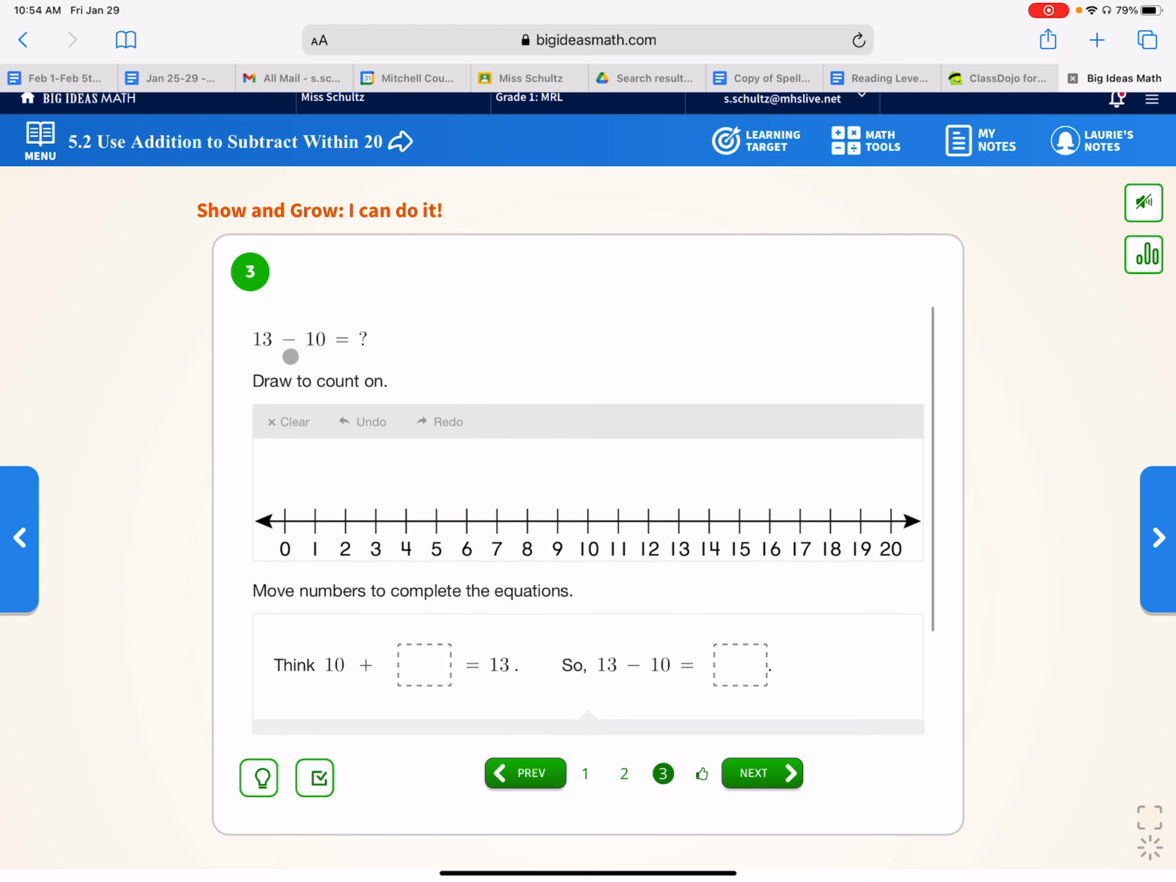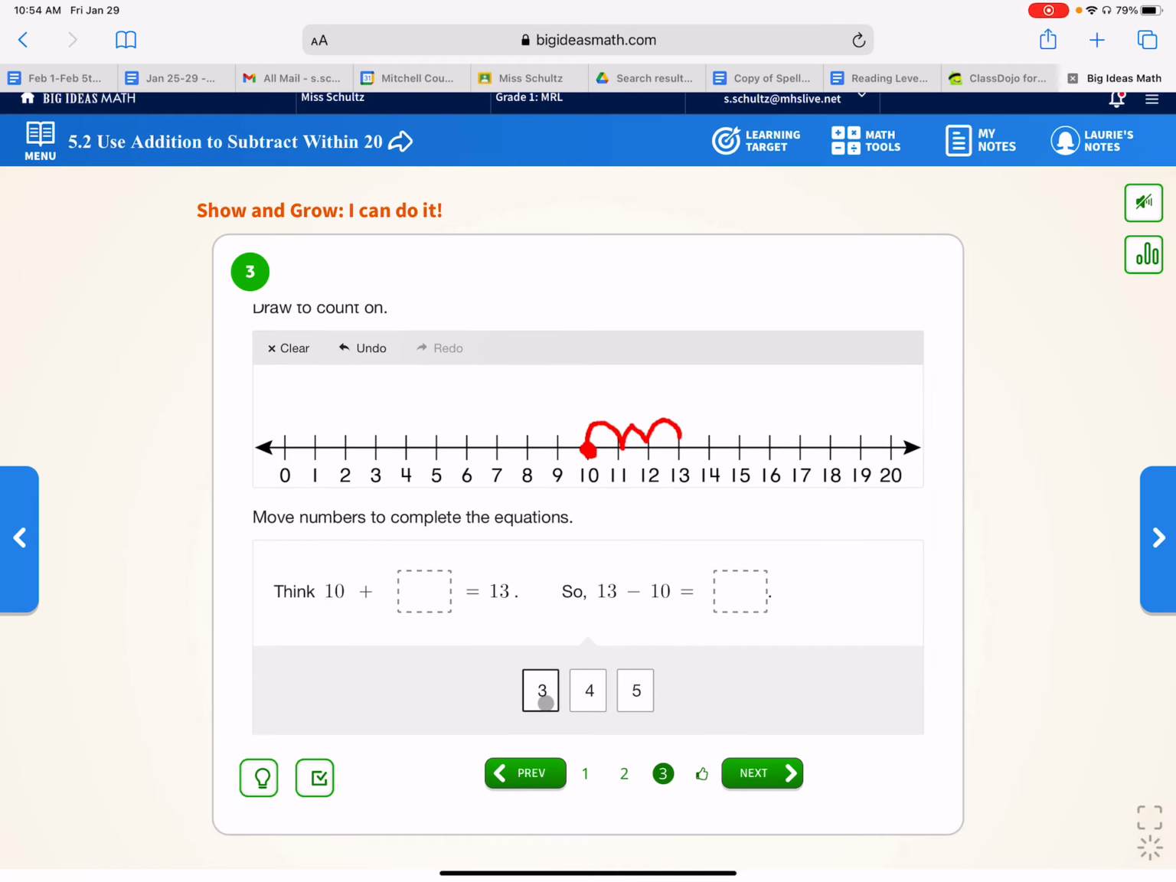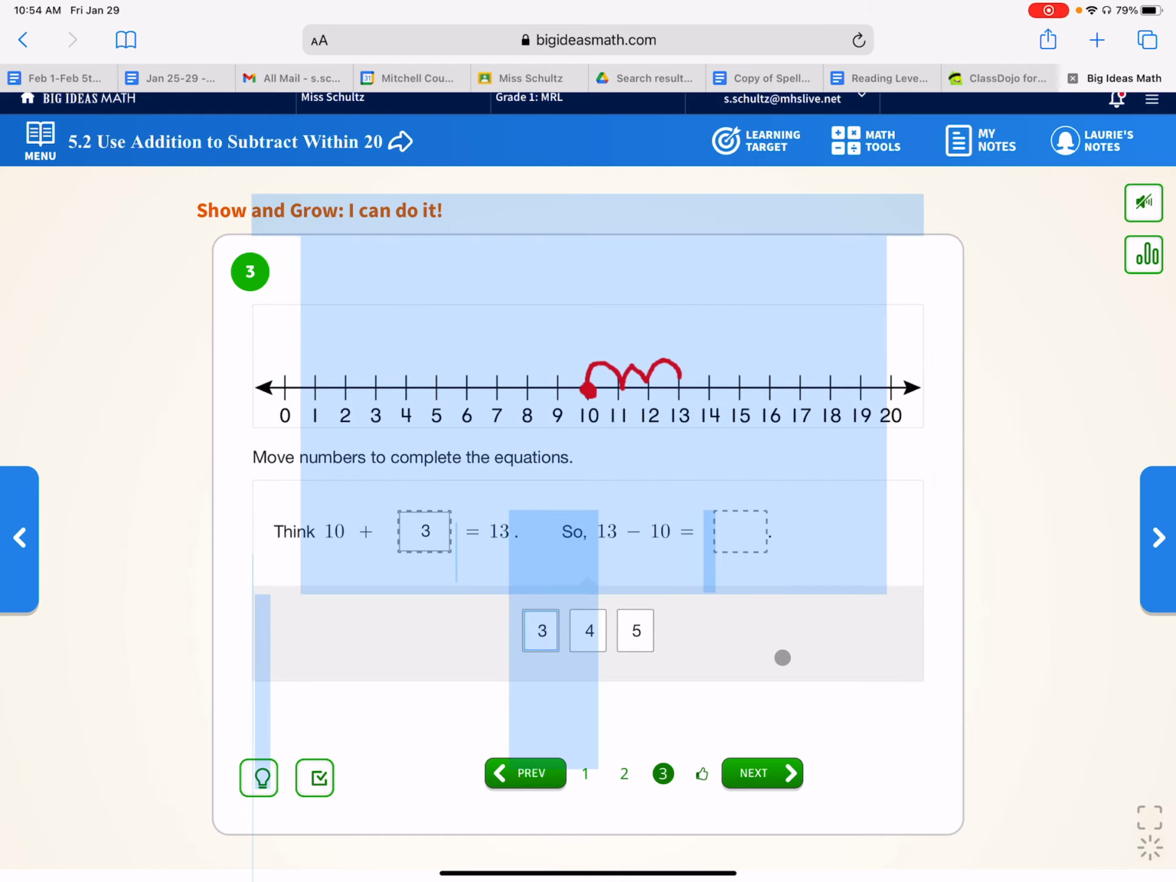Now we have 13 minus 10. So we think about 10 plus what is 13. And since last time we put our dot on the biggest number in our subtraction equation, let's put our dot on number 10 and see how many we can count on till we get to number 13. So we're trying to count to 13, this number. So we count it by 1, 2, 3. We got 3. So 10 plus 3 is 13.